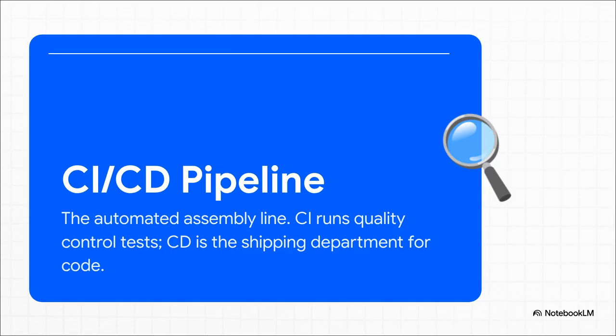It breaks down into two parts. CI, continuous integration, is your automated quality control. Every time a developer checks in new code, CI runs a whole battery of tests to make sure nothing broke. If everything passes, then CD, continuous deployment, kicks in. That's your automated shipping department. It just grabs the new version and sends it straight to production. The result? You get speed and reliability.